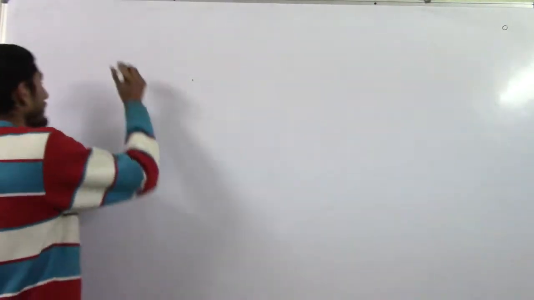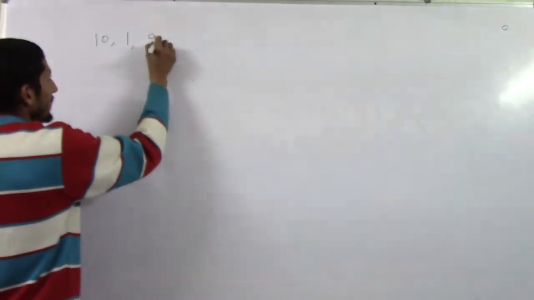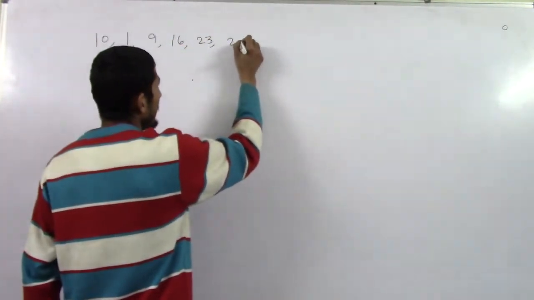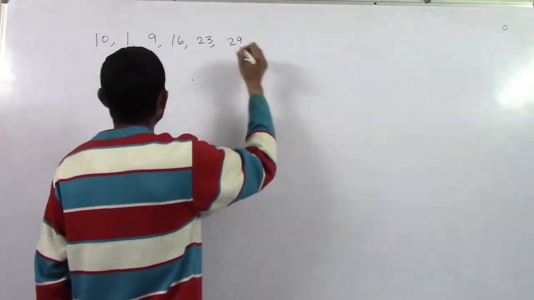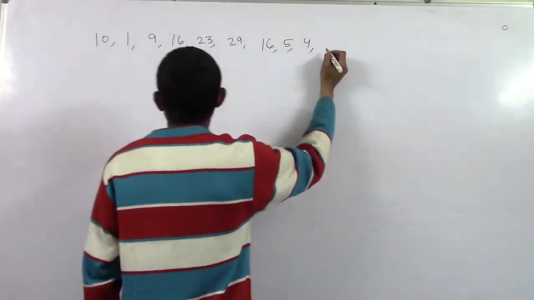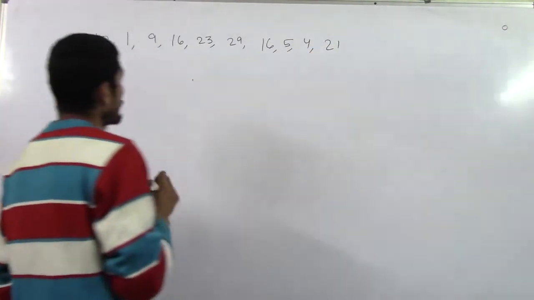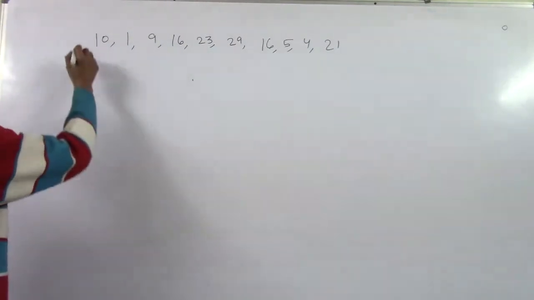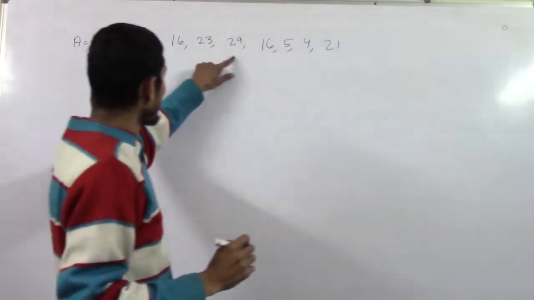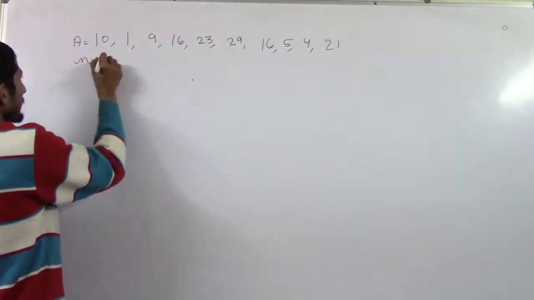Let's say a couple of numbers are given to you. Let's say 10, 1, 9, 16, 23, 29, 16, 5, 4, and 21. So the numbers are given to you, that's the value of A, and let me count the numbers: 1, 2, 3, 4, 5, 6, 7, 8, 9, 10, and the value of N becomes 10.